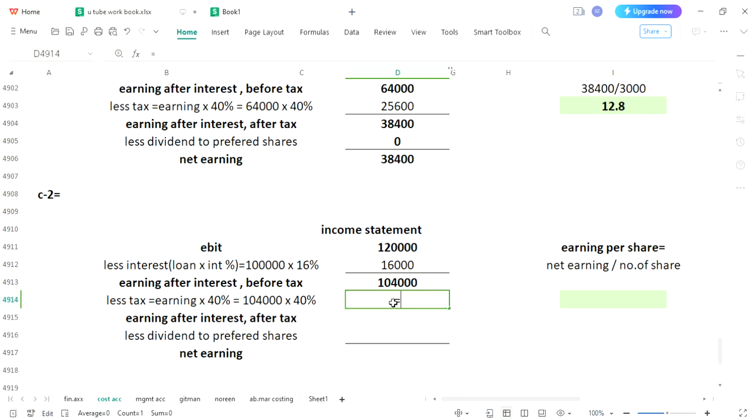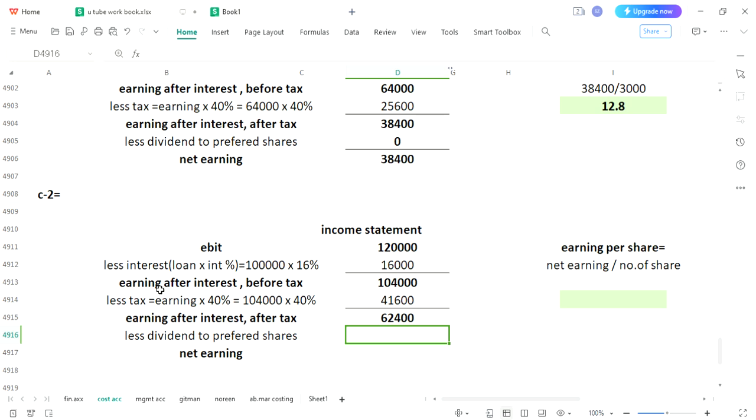Follow this statement: 104,000, and you need to calculate 40%. Okay, the amount of tax is calculated. Now you will calculate earning after interest and tax, for which you will subtract tax from the previous earning. Previous earning was 104,000, and you will subtract the amount of tax, which is 41,600. We have got our earning after interest and tax.